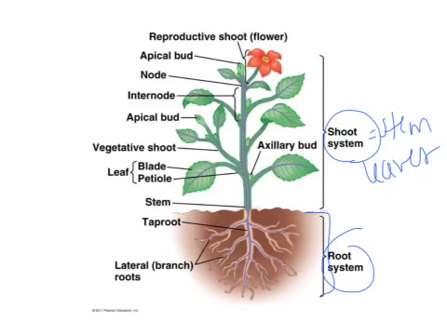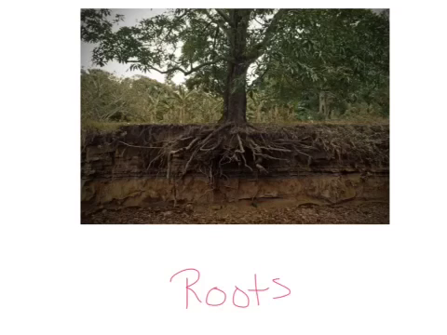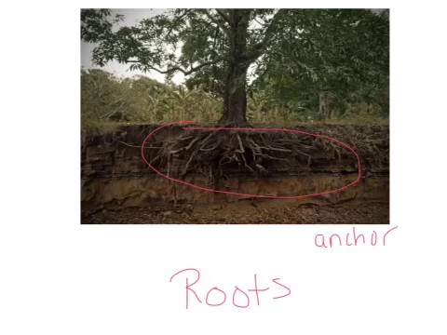So my root system is dependent upon, like I said, the shoot system for carbohydrates and sugars, whereas the shoot system is dependent upon the roots for water and minerals that it's pulling from the soil. Okay, so in the root system, obviously you're going to have a network of roots, and they're going to have a variety of jobs. Remember, they're going to help anchor the plant.